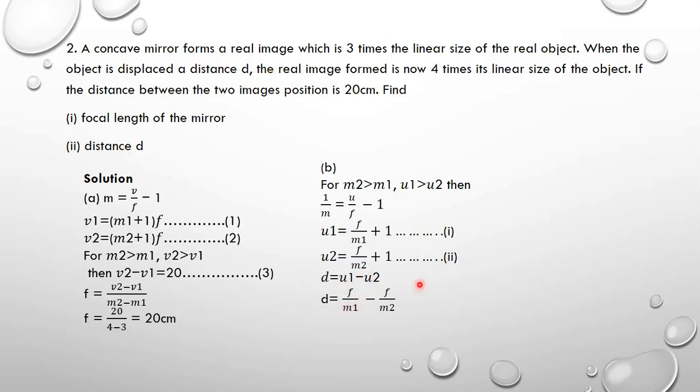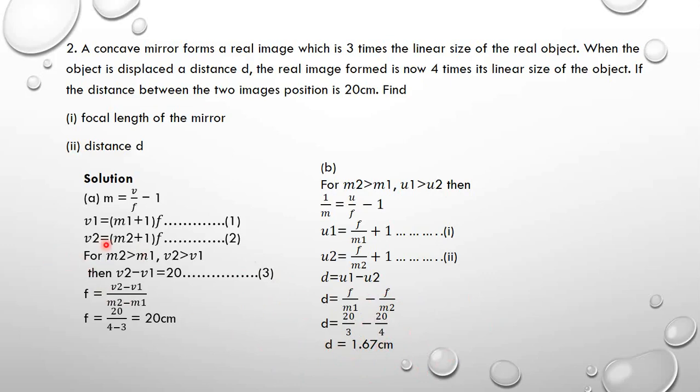And then we shall get u1 minus u2, which will give us this. And when we get that, we shall replace f with 20, and then m1 with 3, and then m2 with 4. And that will give us 1.67 centimeters. We can also get this d, the shift in the object position. We can also get it using the mirror formula.